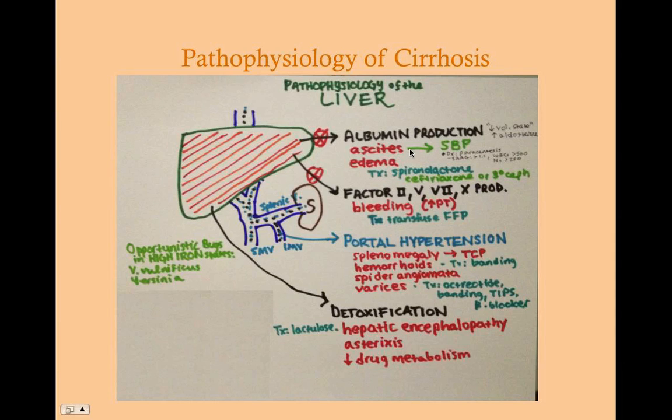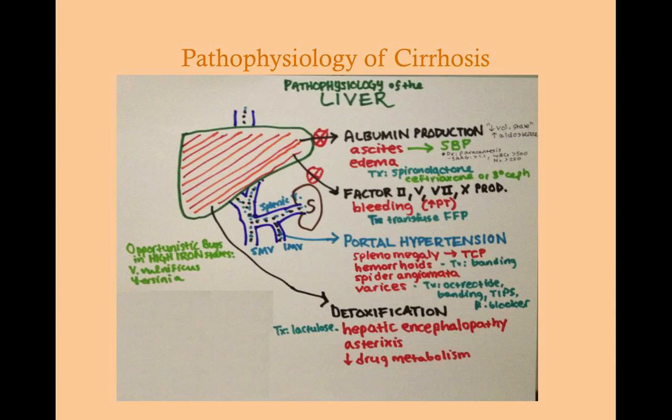So one thing that we have to worry about with ascites is the possibility of developing spontaneous bacterial peritonitis, which we'll talk about at length in a little bit. So the treatment for the edema and ascites to actually reduce the edema is spironolactone.